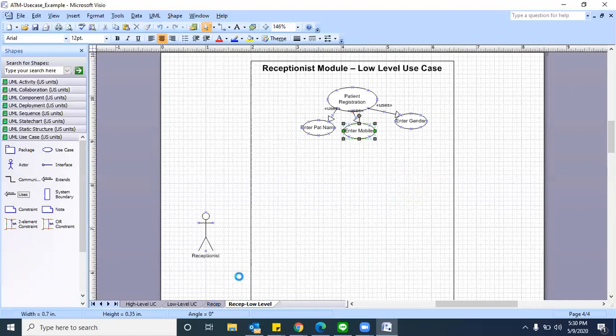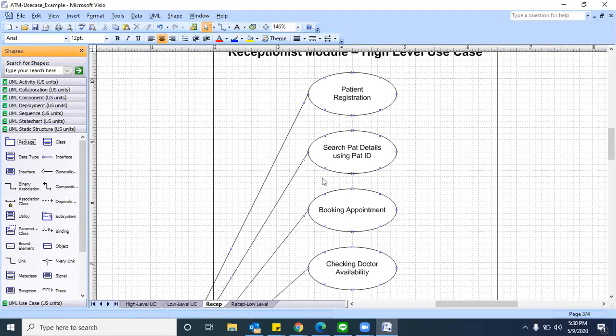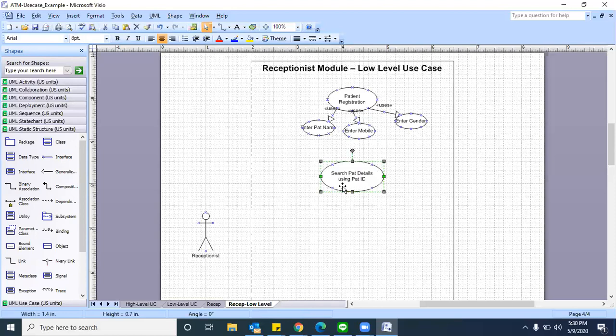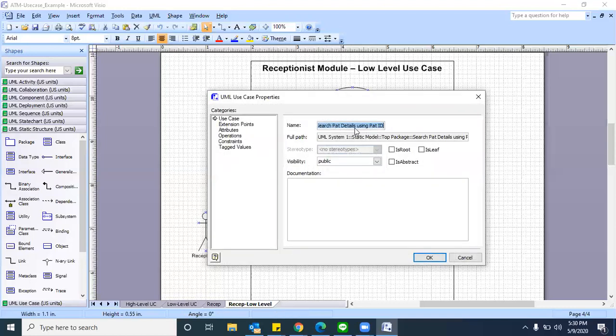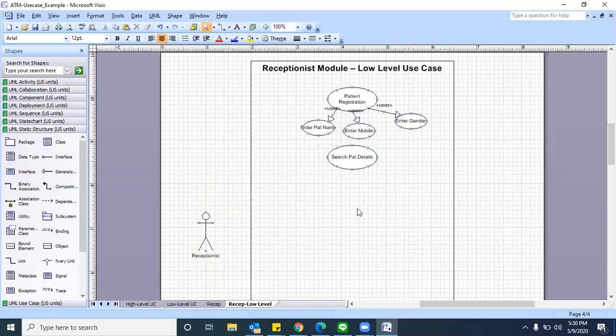Now, what is the next one? Search patient details. So we will do all this in one, sir. If not possible, then you can take two diagrams. You can create a page and create it. Search patient details, we said using a patient ID, right or wrong? Even if you want, we can have all the receptionist use cases in one huge low-level file. If you have dependencies with a single use case, dependency should be there. Because now I can't make any dependencies between patient registration and search patient details, right or wrong?